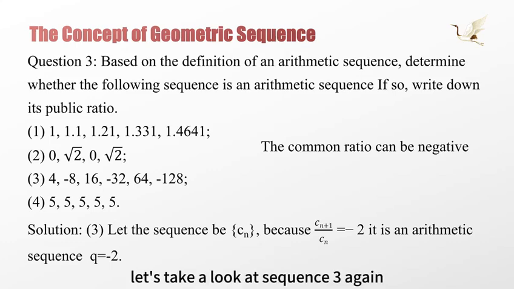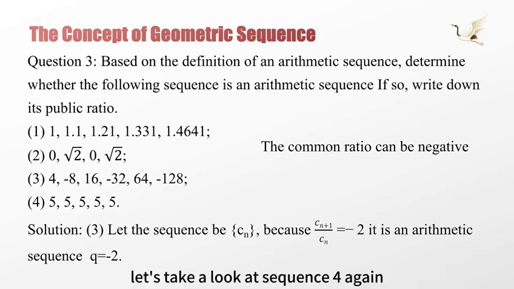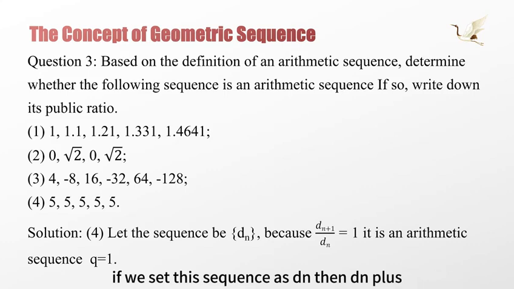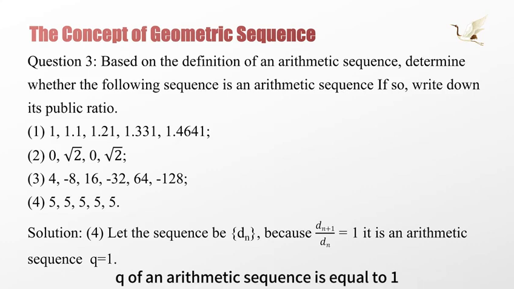Let's take a look at sequence 3 again. If we set the sequence as c_n, we observe that c_(n+1) divided by c_n equals -2. So it is a geometric sequence where the common ratio q is -2. From this, we know that the common ratio can be negative. Let's take a look at sequence 4. If we set this sequence as d_n, then d_(n+1) is equal to d_n, so the common ratio q of this geometric sequence is equal to 1.